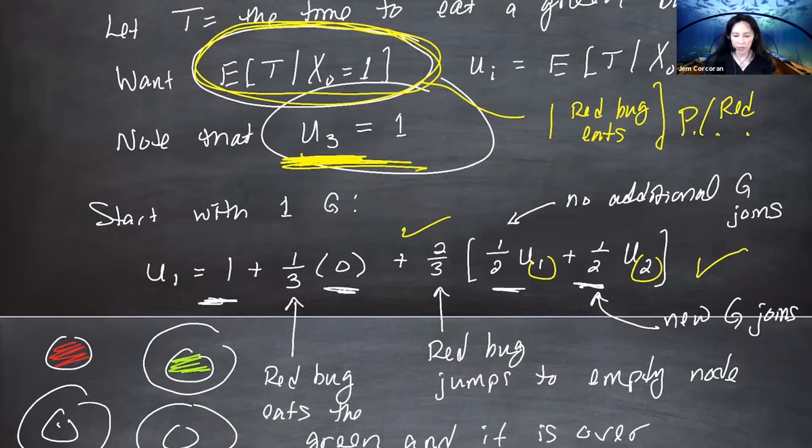U0, if we start with 0 green bugs and want to compute the expected number of time steps until the red bug eats a green bug, we're going to have to take at least 1. And then we're going to have to condition on whether a green bug joined and what happened after that.